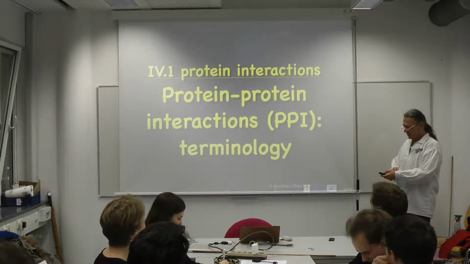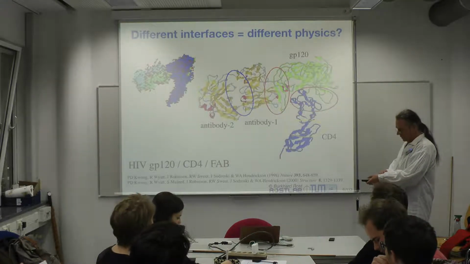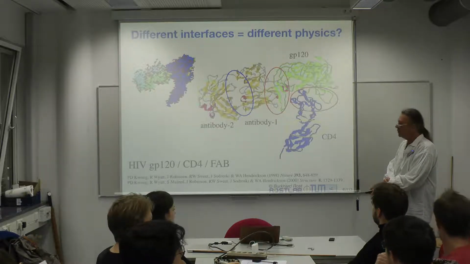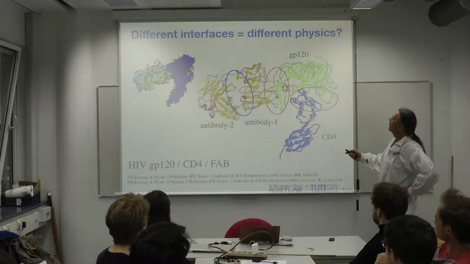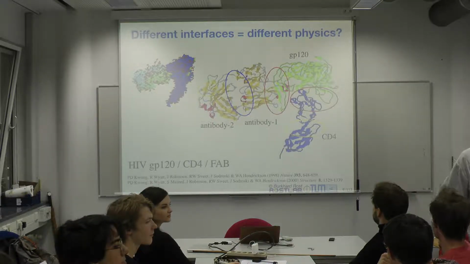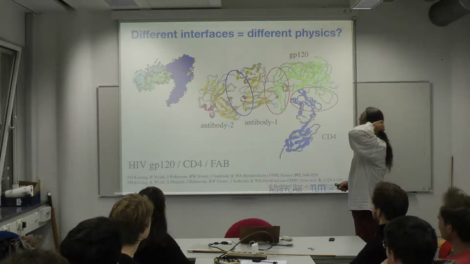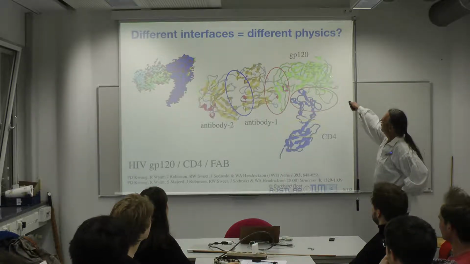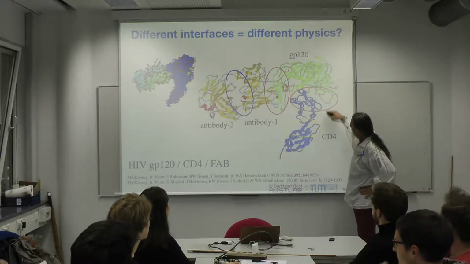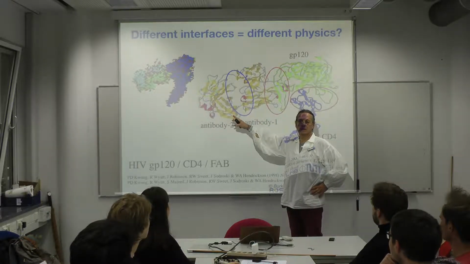Protein-protein interactions, terminology. I briefly mentioned this before. So we're talking about physical transient protein-protein interactions. What I show here is the complex of GP120, the glycoprotein 120 in HIV. So that's the green part here. And you see this glycoprotein binding to a protein called CD4 and to two antibodies.